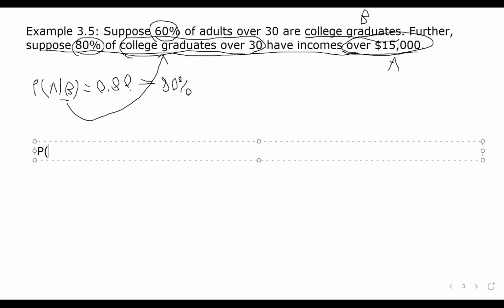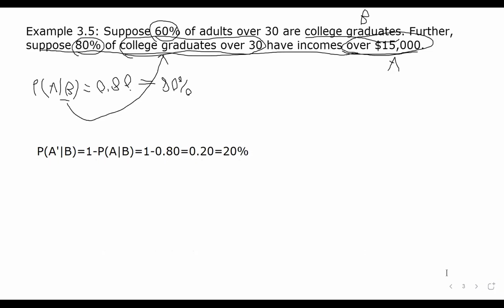the probability of A prime given B is equal to 1 minus the probability of A given B, and that's equal to 1 minus 0.80, which is 0.20, which is 20%. Okay, and so that's it. That's all that is. You're given that probability right there. You don't need the Venn diagram.